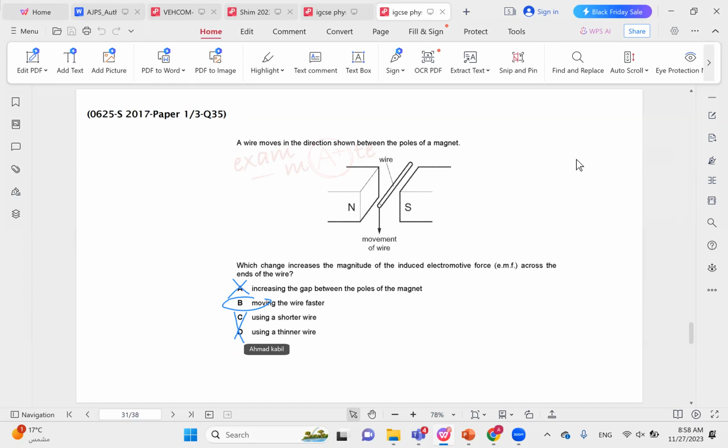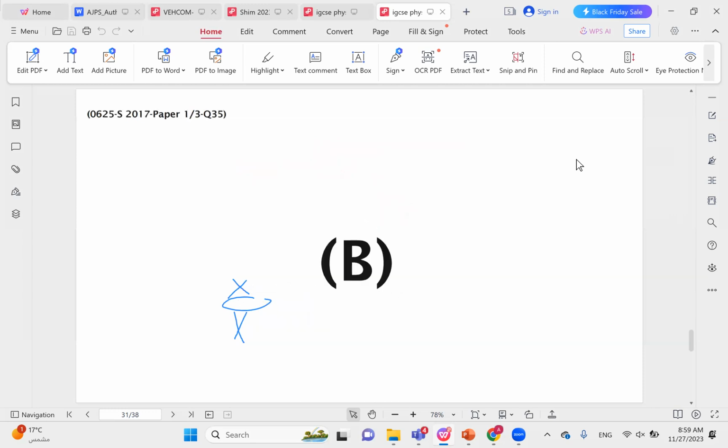Moving the wire faster would increase the rate of change of the magnetic field, and it would sort of increase the rate of the interaction between the wire and the magnetic field, and this would generate more electricity.